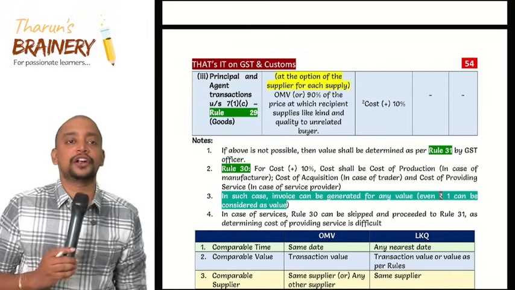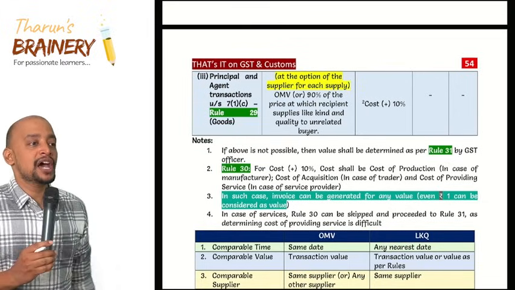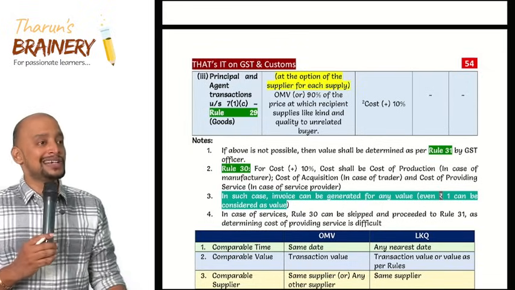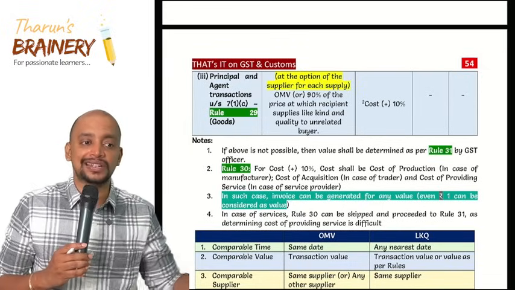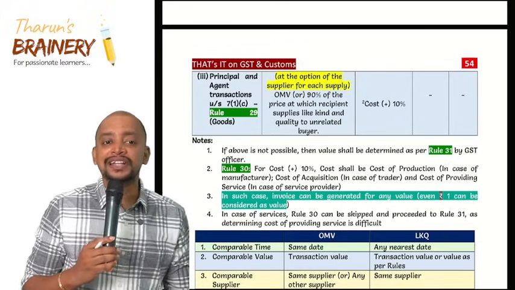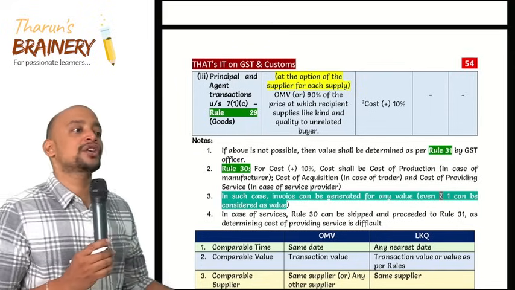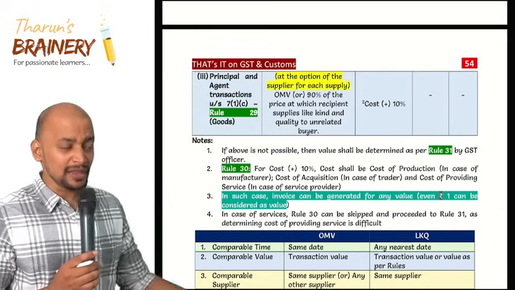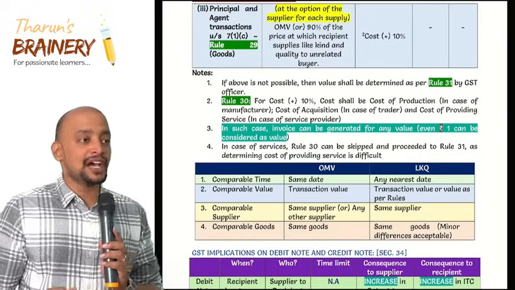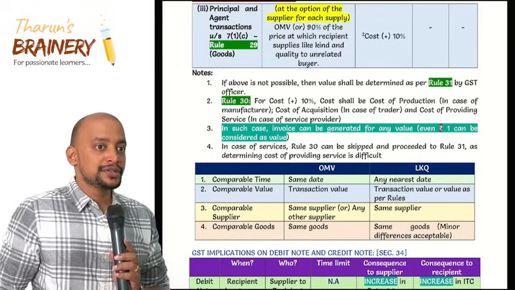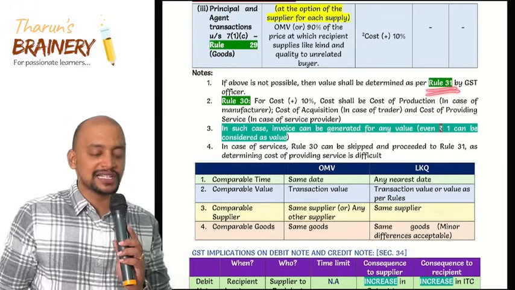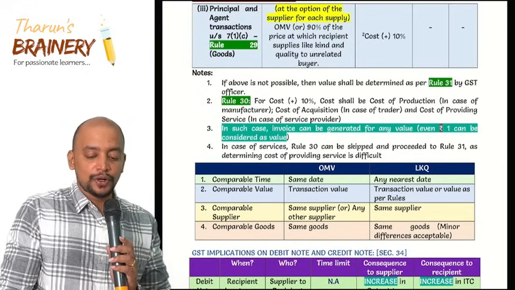Suppose if cost is also not available, what should be taken as the cost? If I am a manufacturer, I will take cost of production plus 10%. If I am a trader, I will take cost of acquisition, that is cost of purchase plus 10%. If I am a service provider, I will take cost of providing service plus 10%. Suppose if this cost is not ascertainable, what should I do? Then we have rule 31, which says that we need to go for residual value, where the value will be determined by the GST officer. So based on the principles of valuation, the value will be determined as per rule 31, which is residual value.